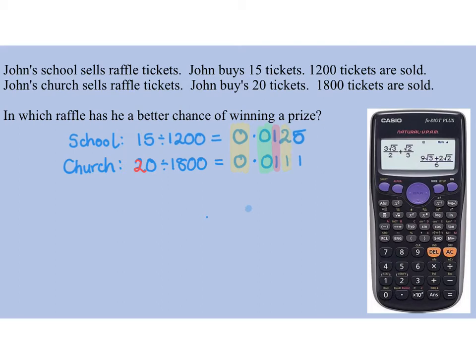So we're looking to see which raffle he's got a better chance of winning on. So we're looking for the biggest number. We've got to this point here. These two numbers are different, and we can see the number on the top is the bigger one, so that's the one we've got a better chance of winning on, and that was for the school. So we've got to finish this off with a sentence.